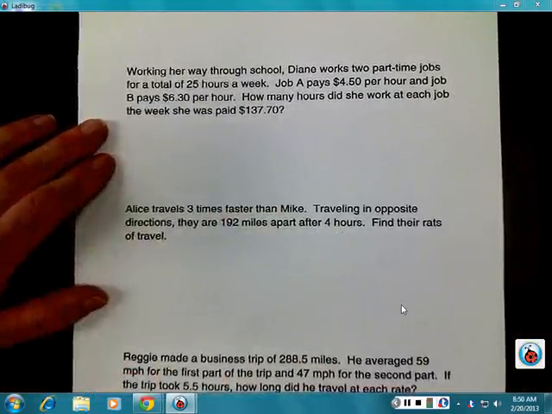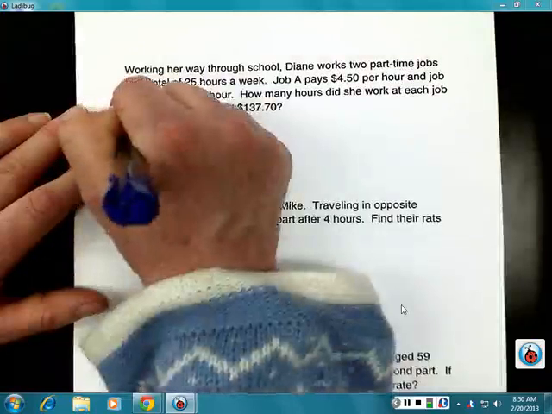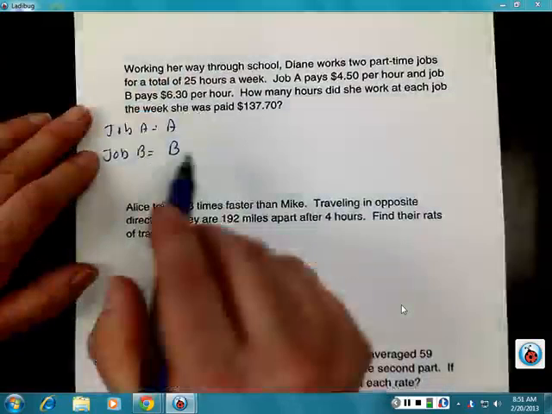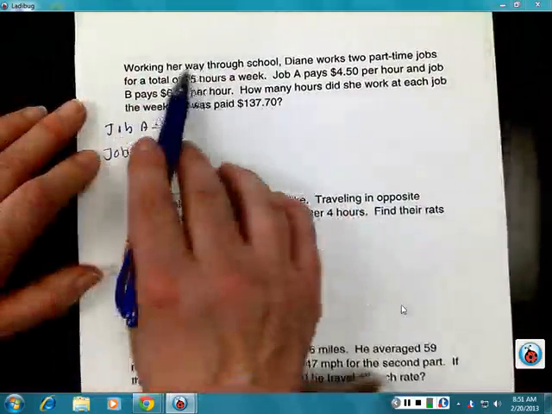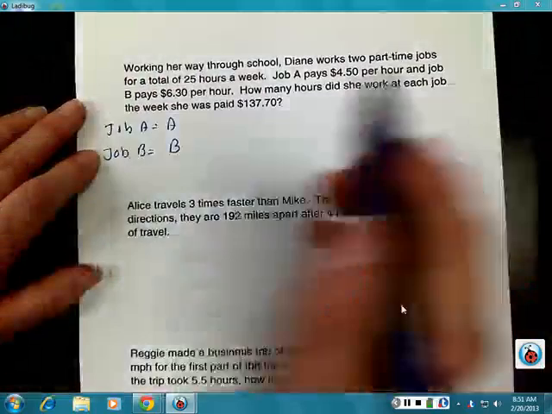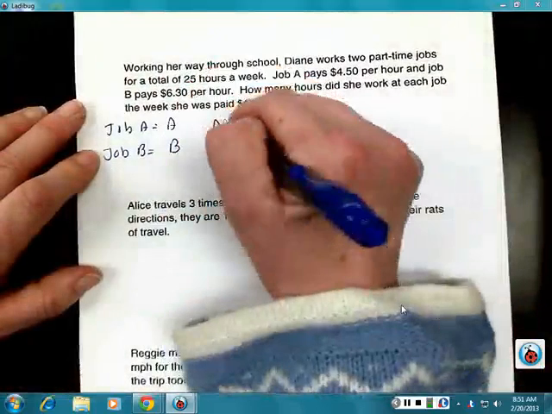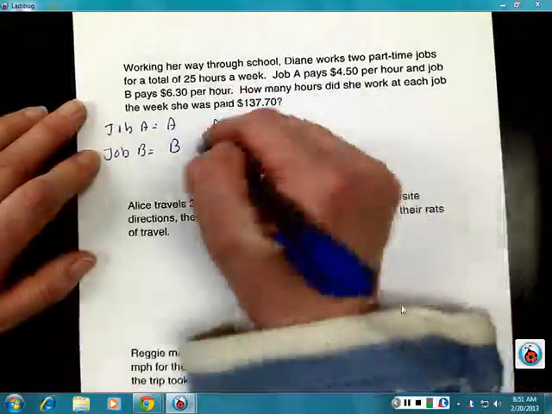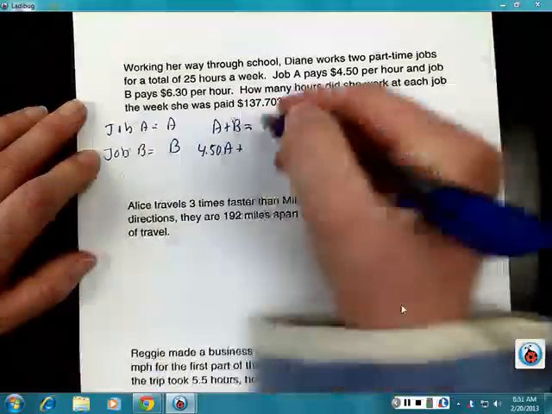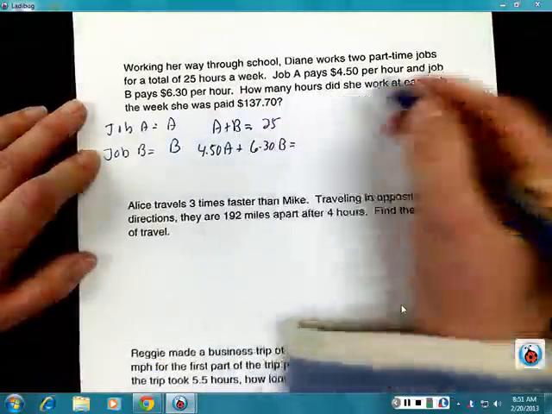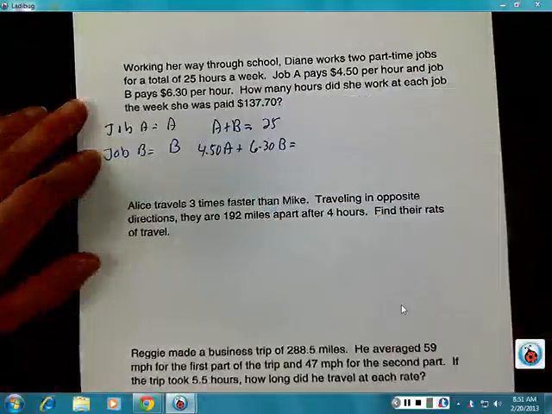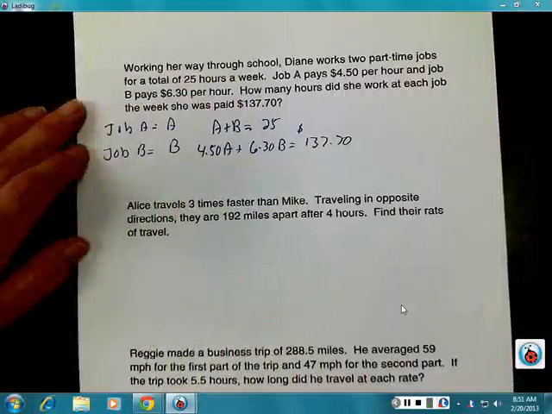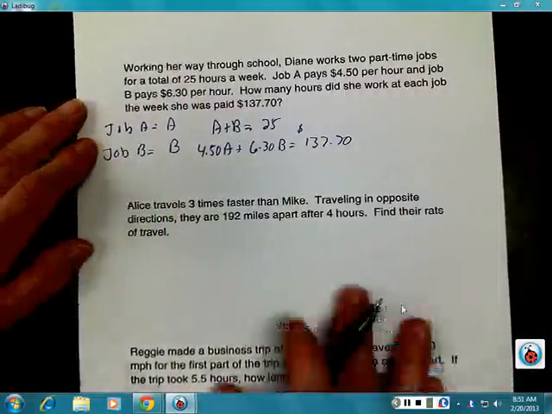So, do I have 2 variables? What do you guys think? Yep, I got job A is going to be A. Job B is going to be B. And if that's what I happen to have for these two, what do I end up doing? Well, my first equation is based on 25 hours. Kind of like the coins we just did, because now I can just take A plus B is equal to 25. Okay there? And then the other piece is 450 times A plus 630 times B, and that's going to end up equaling what? 137.70 would be what we get. Okay or not okay? Can you solve it from there? I think so.